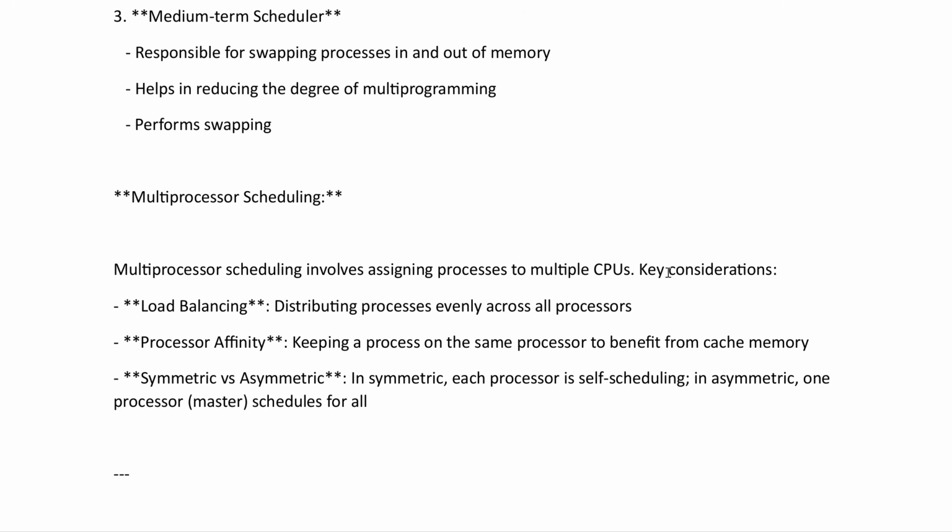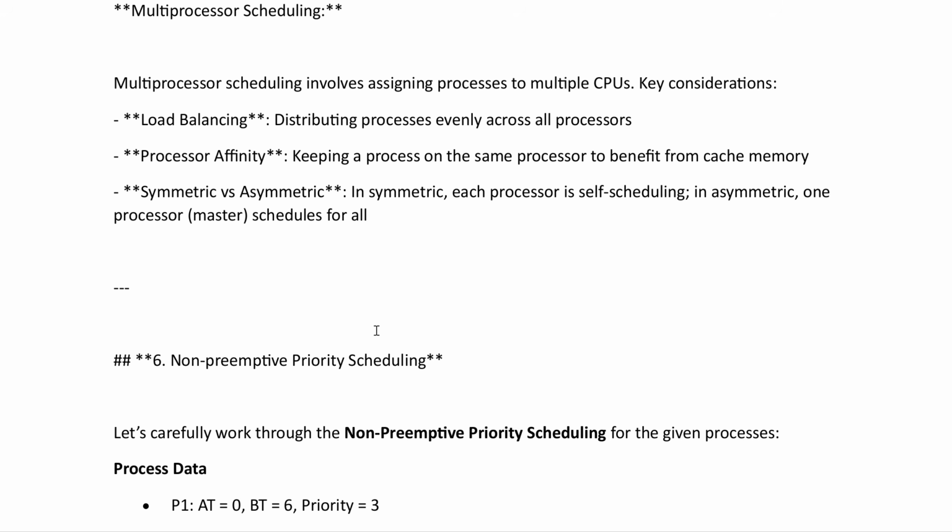Multiprocessor scheduling involves assigning processes to multiple CPUs. Key considerations are load balancing, that is, distributing processes evenly across all the processors; processor affinity, that is, keeping a process on the same processor to benefit from cache memory; and symmetric versus asymmetric. In symmetric, each processor is self-scheduling. In asymmetric, one processor, the master processor, schedules for all the remaining.